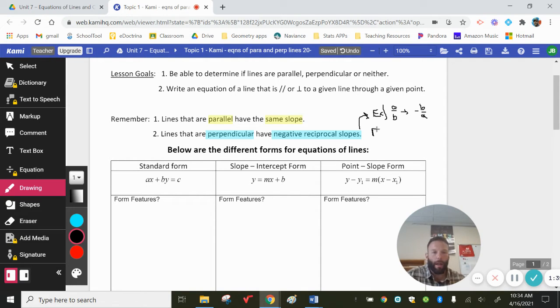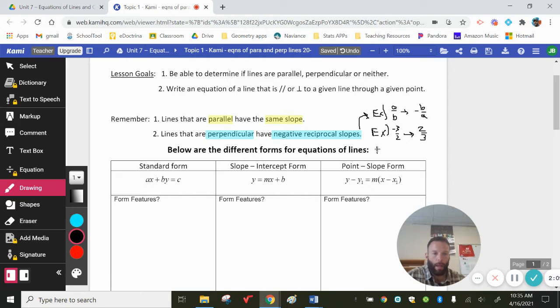Okay, so how about another example, like negative 3 over 2. If my slope is negative 3 over 2, what is the negative reciprocal of negative 3 over 2? So what do you think? This would be positive 2 over 3. So if you said positive 2 over 3, that was the right idea.